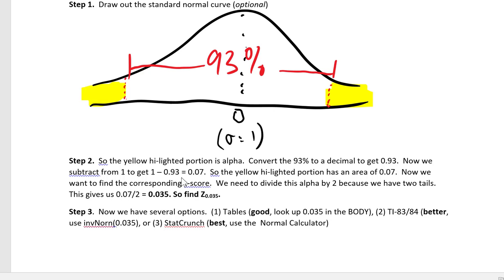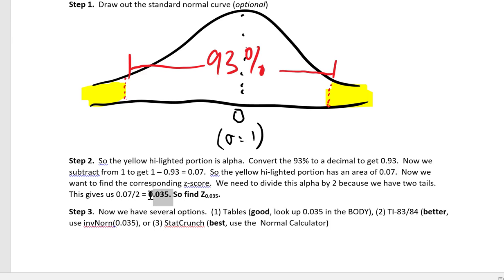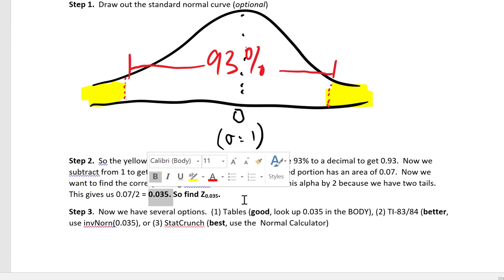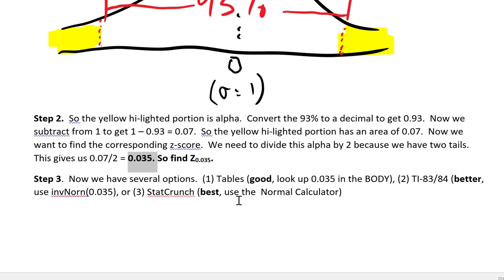So in this case, alpha is 0.07 because 1 minus 0.93 is 0.07. And now divide that by 2 and you get 0.035. So we have 3 different ways now to solve this. Zoom in a little bit.